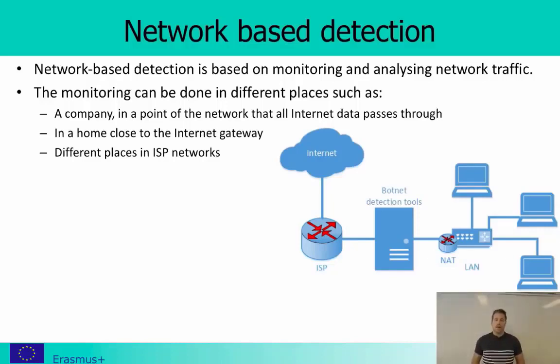If it is a company, it could take place in a point from where all the traffic goes to the internet, or it could be traffic even on the internal network. It could be in a home where we have an internet gateway, then install it close to the internet gateway, just on the side of it. Or it could be different places, even in ISP networks, given that we're able to handle this large amount of data. But it could be all the traffic, for example, which is sent from the ISP to some peering provider.